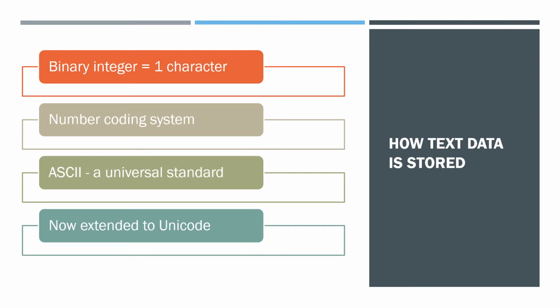One of the data types that we use is string data, and string data is composed of text characters. Text data is stored using a number coding system. Each character is represented by a different number. The coding system that we use throughout the world is called ASCII. That's been in use for many decades, and it's just become the common universal standard so that different computers can talk to each other. But that has now been extended to a system called Unicode.